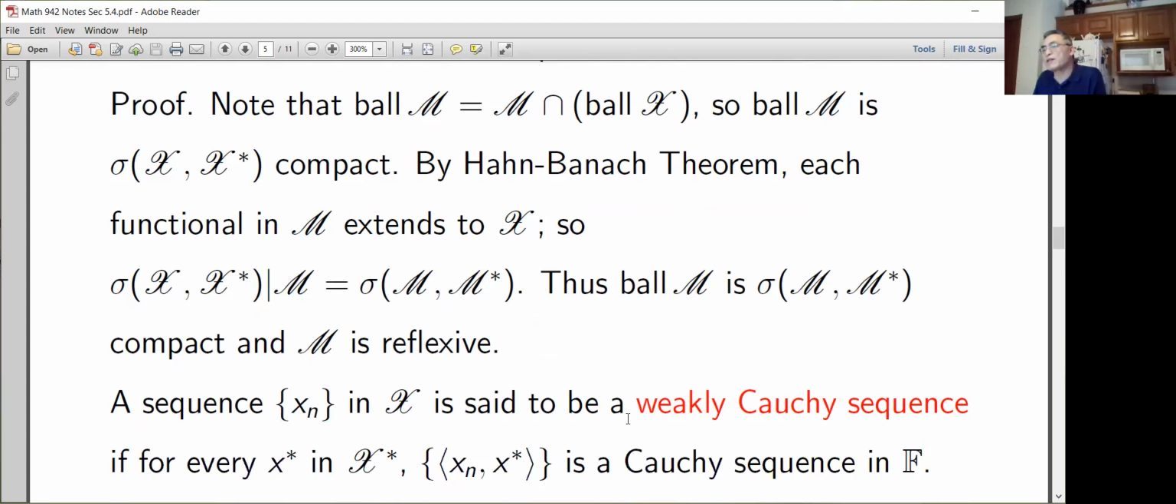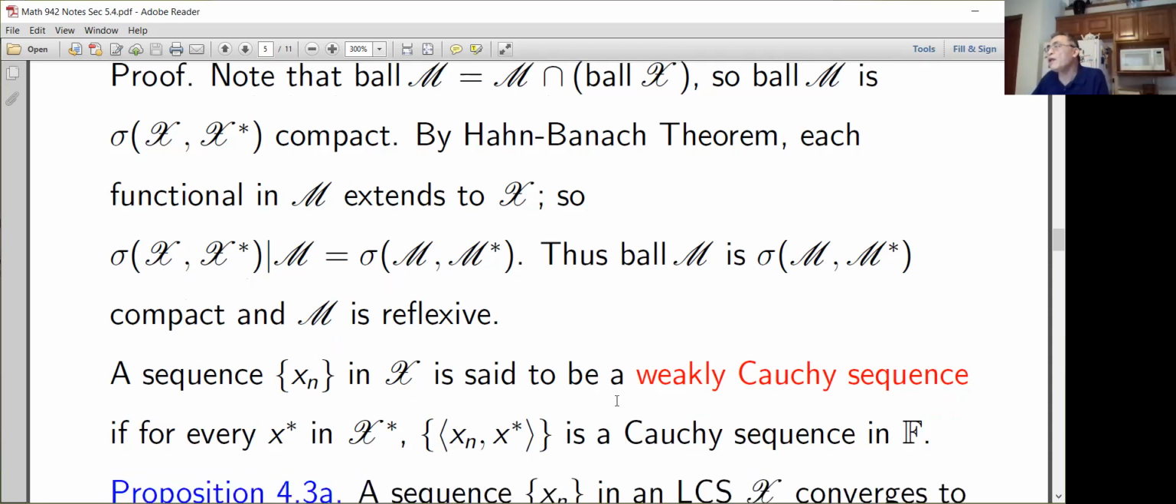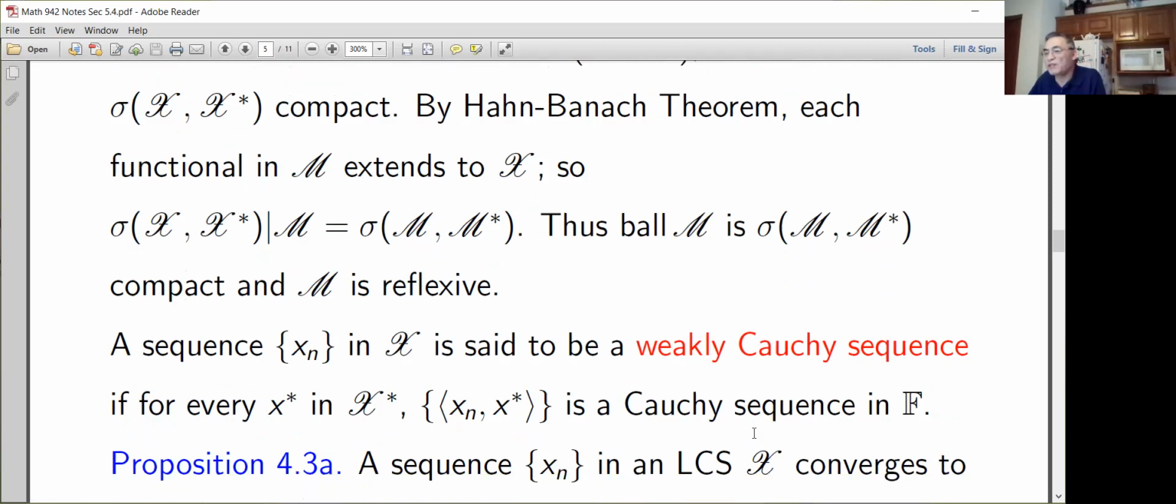Now a sequence Xn in X is said to be a weakly Cauchy sequence if for every X star in X star, this sequence of scalars is a Cauchy sequence in F. The statement in Proposition 4.3a is used several times implicitly.